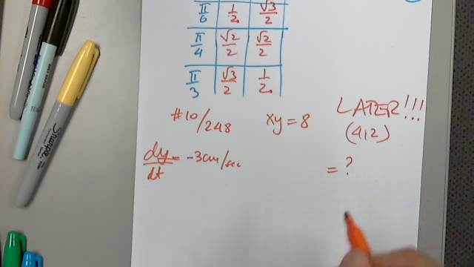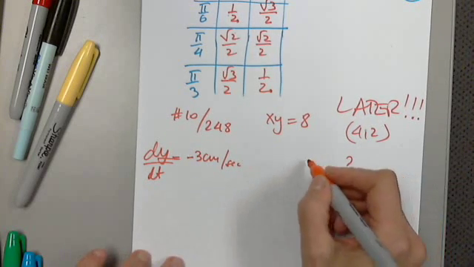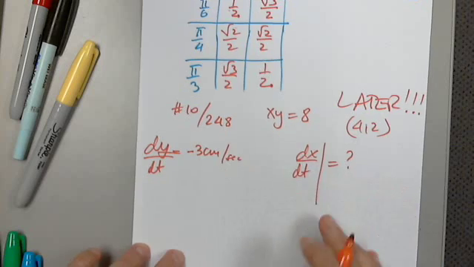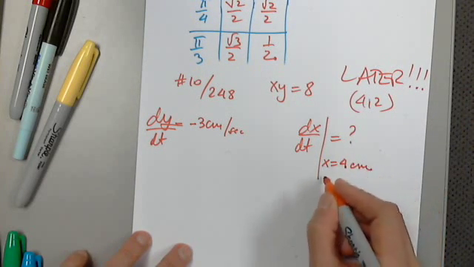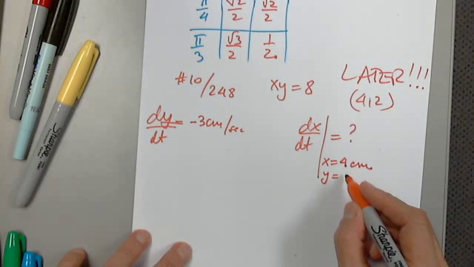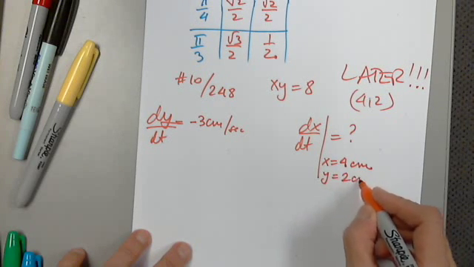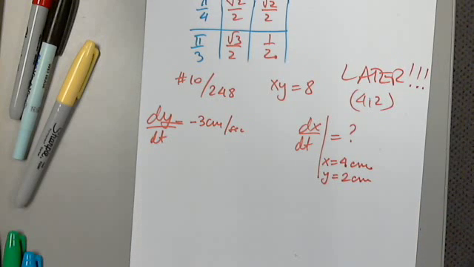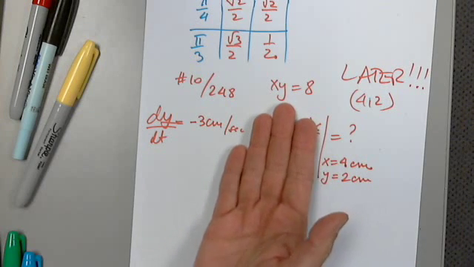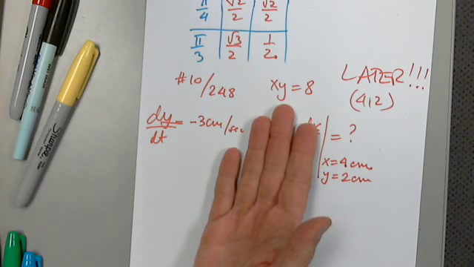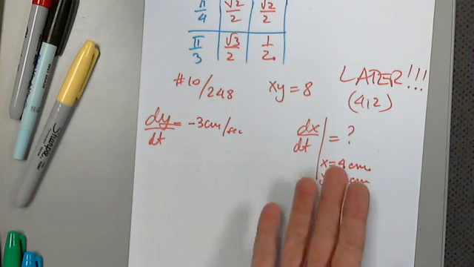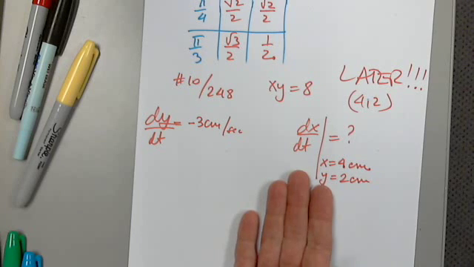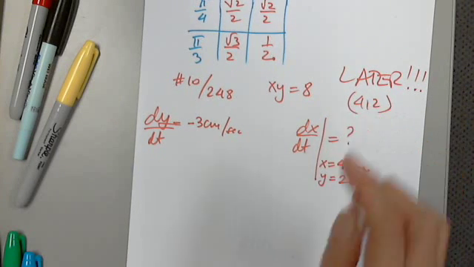So what are we asked to determine? dx/dt, when x is 4 centimeters and when y is 2 centimeters. Very good. So the particle is moving along this hyperbola. We know that dy over dt is given to us. We're asked to find dx over dt, specifically when x is 4 and y is 2.